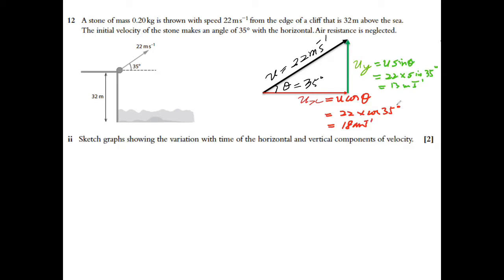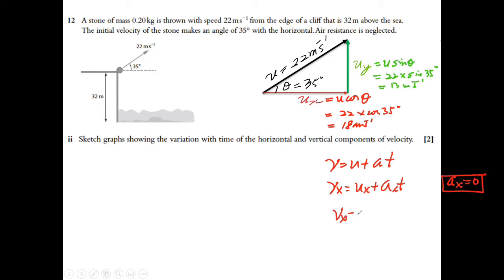Sketch a graph showing the variation with time of the horizontal and vertical components of velocity. Okay, let us focus on the horizontal component. Velocity formula v equals u plus at. Let's write it down. X component vx equals ux plus ax t. Acceleration in the x component equals 0.